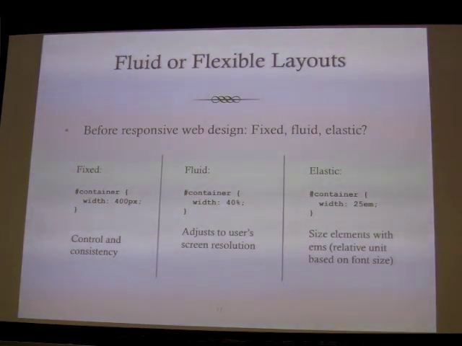Fluid, which has been available for a long time, allows people to specify width by percentages, and that adjusts to the user's screen resolution. But in those cases, if people had very wide screens that they're viewing things on, sometimes designers didn't like the way that a site would render on a wide screen. So a lot of people chose, I'm going to fix it at 960. I don't care that you have 1600. You're going to get 960 for my site. Elastic is a term that's been used sometimes when people size elements with ems, so that's also relative, but it is based on font size.